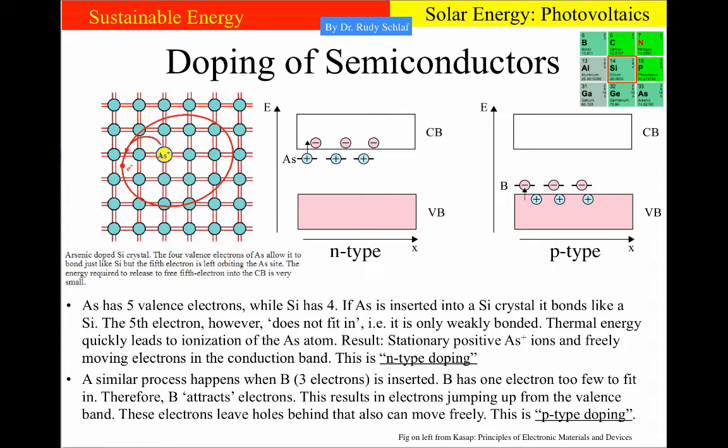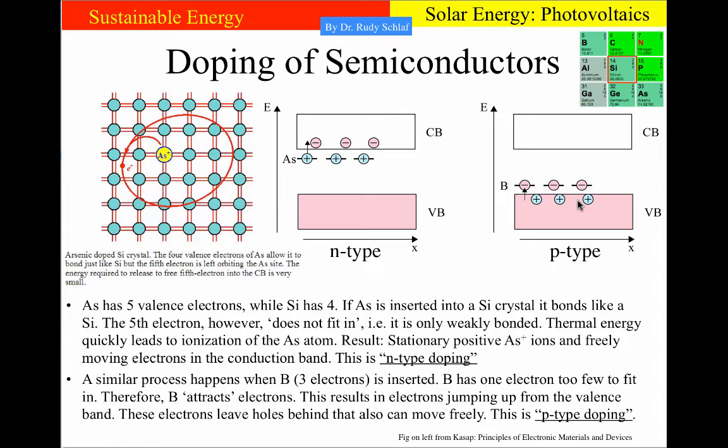There are two types of doping, N-type and P-type. In N-type doping, we generate positive stationary charges, and at the same time we generate electrons in the conduction band. So the semiconductor actually becomes a little bit more conductive by putting in these arsenic atoms. P-type, on the other hand, we put something like boron into the semiconductor, and boron results in negative stationary charges, and we generate holes in the valence band.